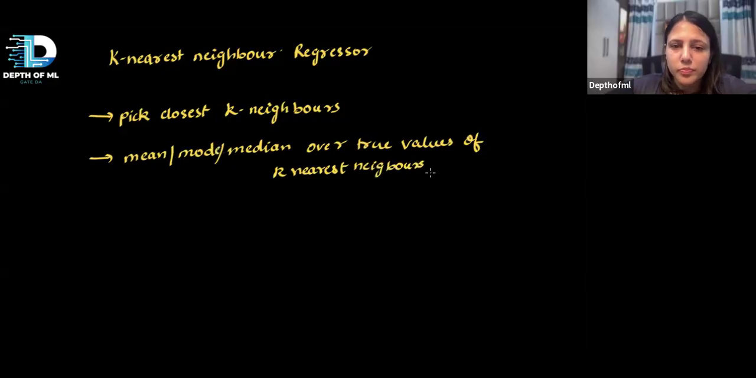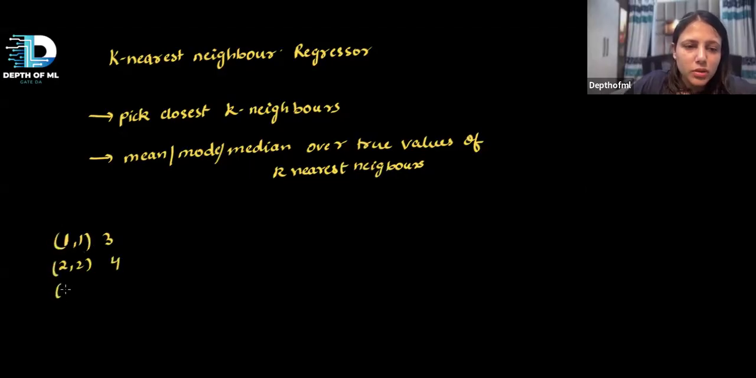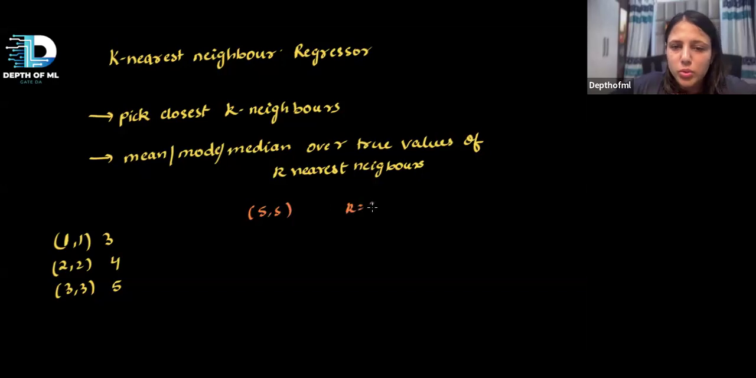So this is not nearest neighbors, right? Suppose you have, I'll just make up an example, (1,1), (2,2) and (3,3) data points, with values 3, 4 and 5. I'm just making this up. Suppose your data point is (5,5), and they're saying use k equals 2.